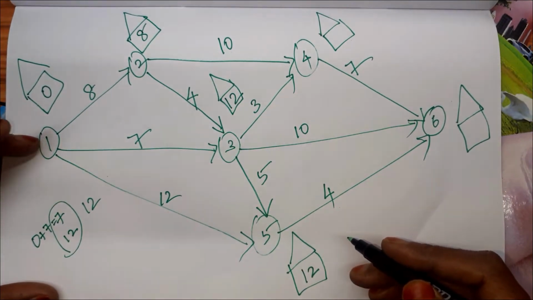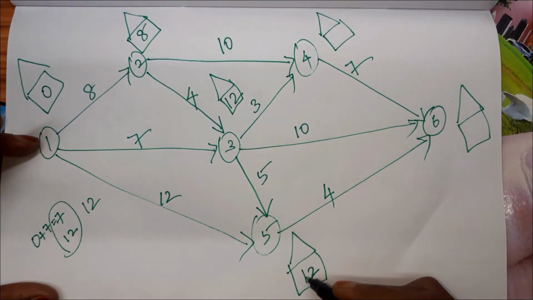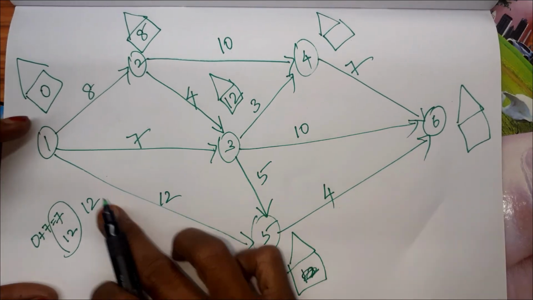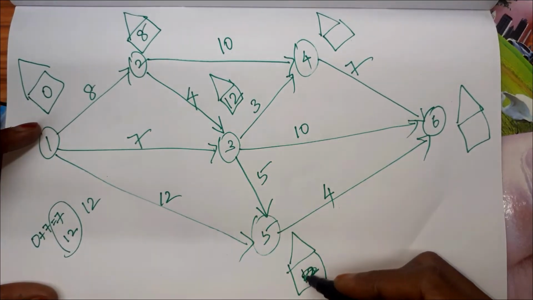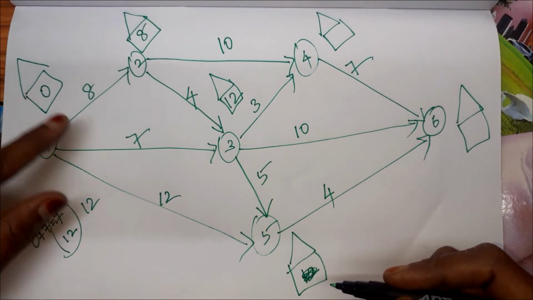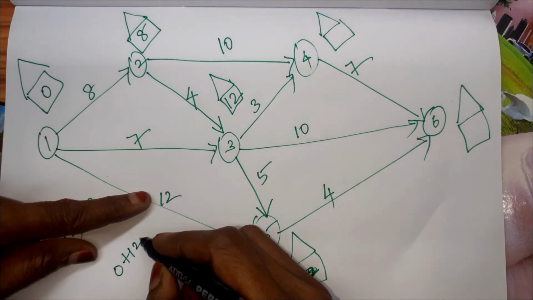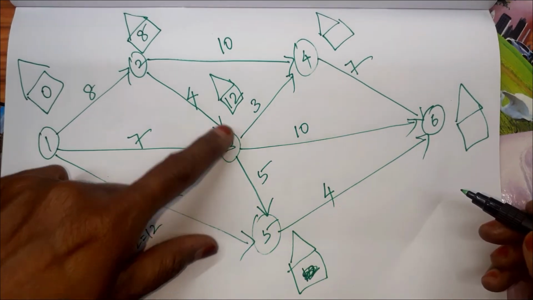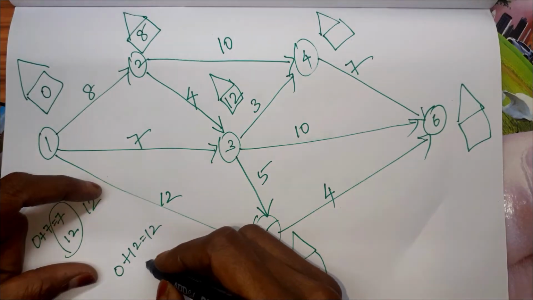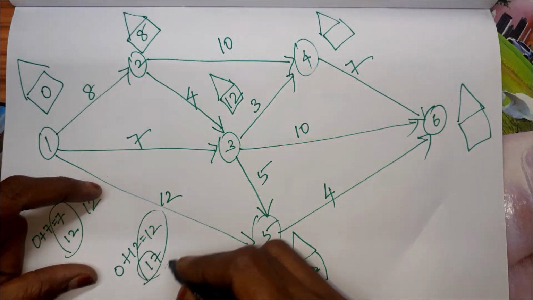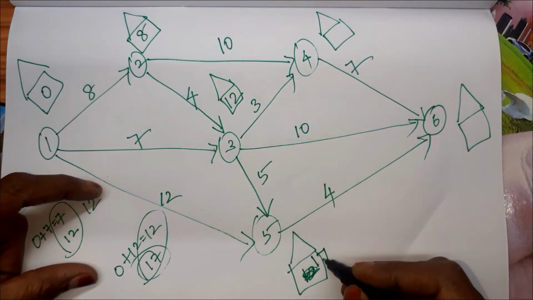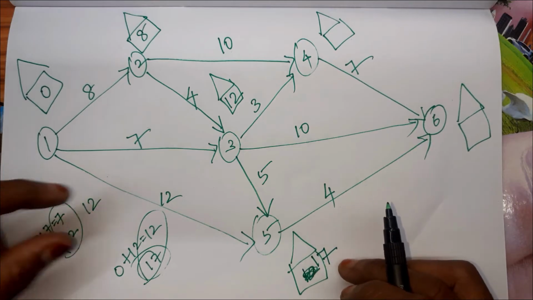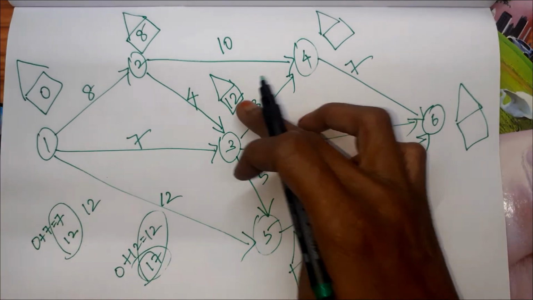For this 5, we have two things coming, one from this and one from this. We are not supposed to take this. So 0 plus 12, which is 12. And here 12 plus 5, 17. Which is the maximum? 17 is the maximum. 17 will come in this place for 5. So 5 we filled.